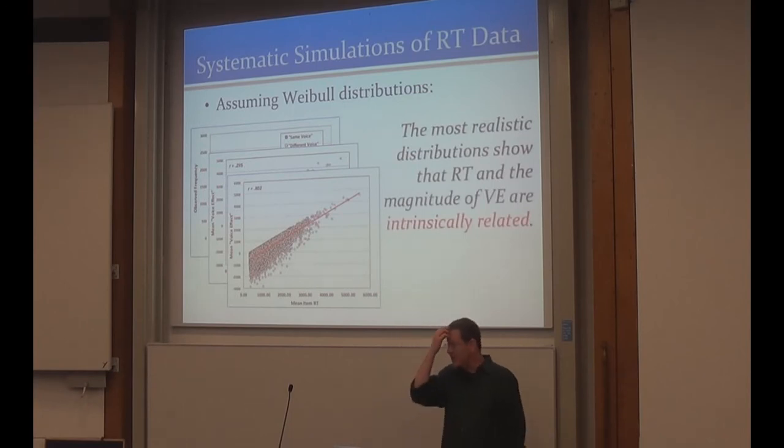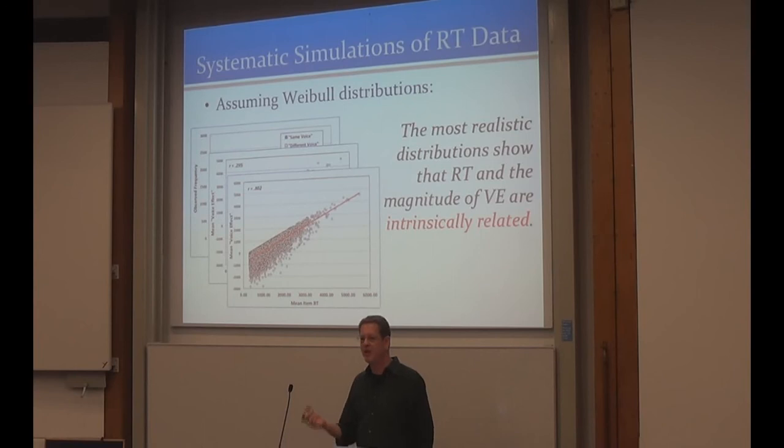The most realistic distributions that we could choose from show that in every case, even though there's no logical relationship between those two numbers at all, it's just a random sample from a number generator, it's just likely that when you're behaving more slowly, when a number is big, the difference between that number and the other value is going to be big.